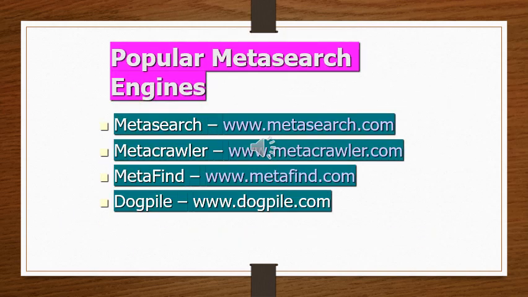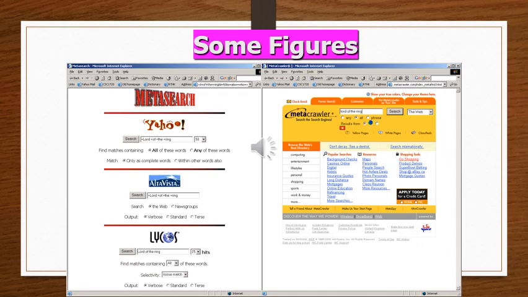Some popular meta search engines include metasearch.com, www.metacrawler.com, metafind.com, or dogfile.com. All these perform the function of a meta search engine, as you can see in the next slide. Example of how meta search looks like. You see the meta search actually searching Yahoo, Alta Vista, and Lycos in the first figure, and we have the meta crawler which also searches different databases.